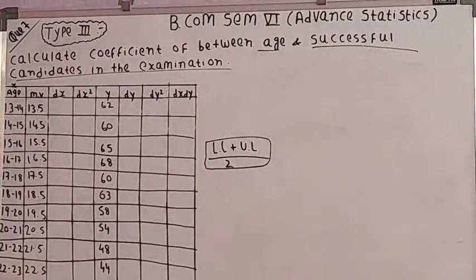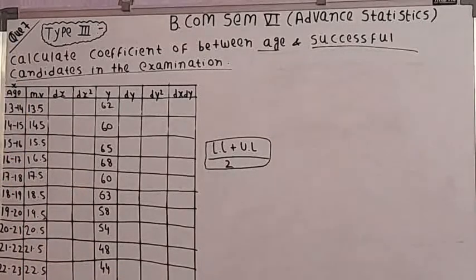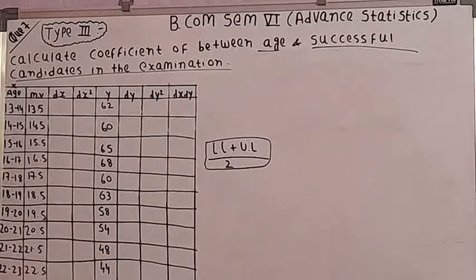Okay. Now what we have to find out? We have to find out dx. Dx means deviation from X series, right? Now we have calculated the dx. How do we calculate deviation from X series? We calculate it by taking the assumed mean from X series. Here it is the X series and we have calculated the mean value from the X series.